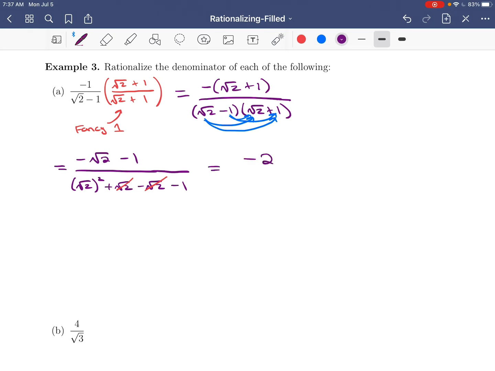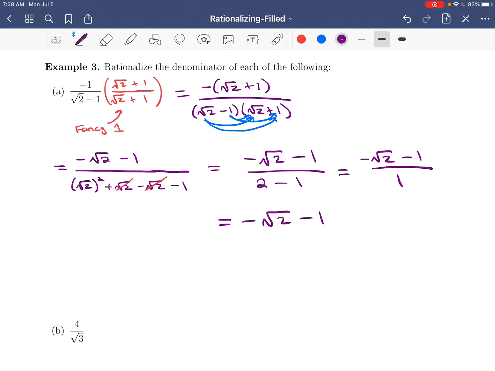And then I have negative root 2 minus 1, and then root 2 squared is just 2, so then I have just 2 minus 1 on the bottom, which is, again, just 1. It doesn't always turn out to be 1. I don't know why I picked 2 examples that did, but so then this is negative root 2 minus 1 over 1, so it simplifies to negative root 2 minus 1, because dividing by 1 doesn't do anything.